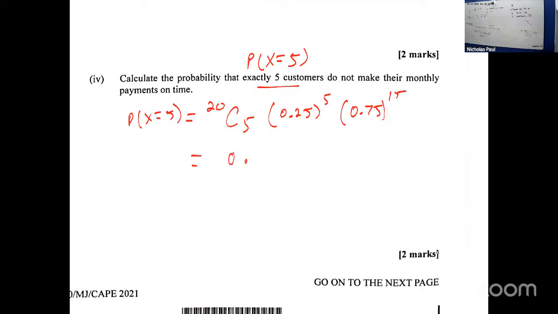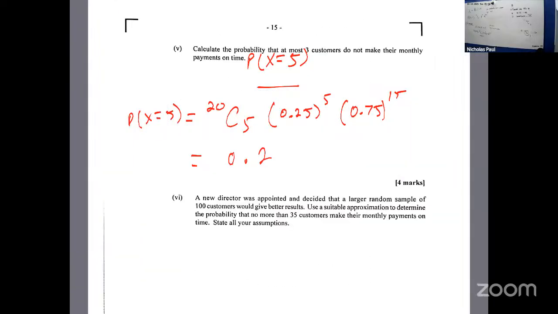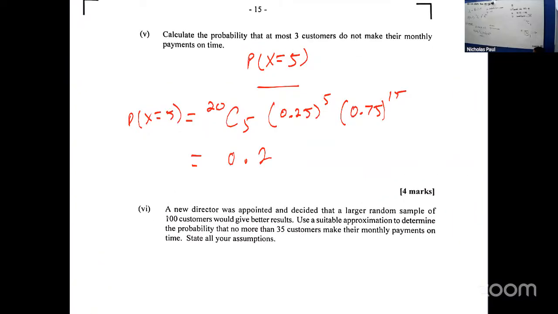Now that was 0.2. Okay, nice. Let's go again. Next part. Simple enough, right? The thing about unit 1 is that you don't really need to know. Once something is discrete, you know for sure it's binomial. It can't be anything else.